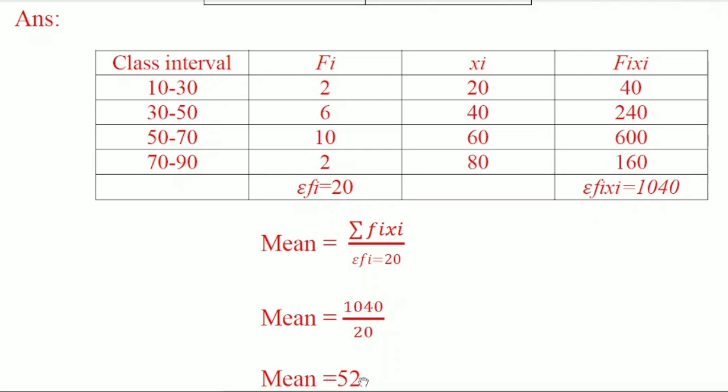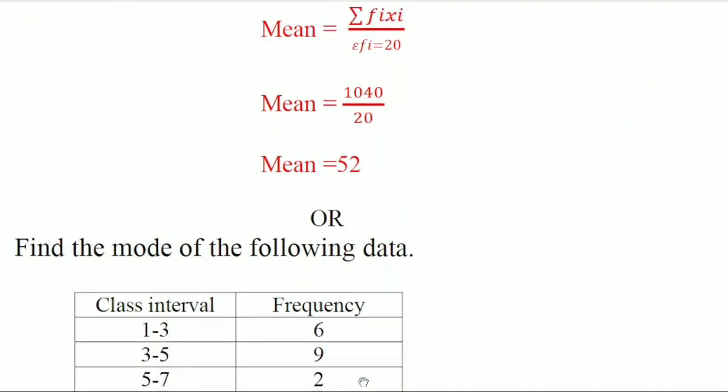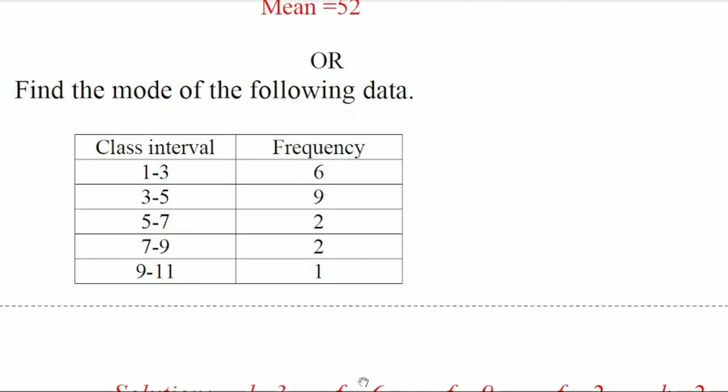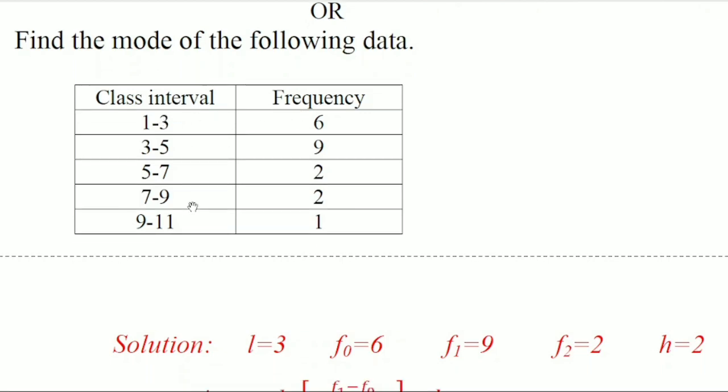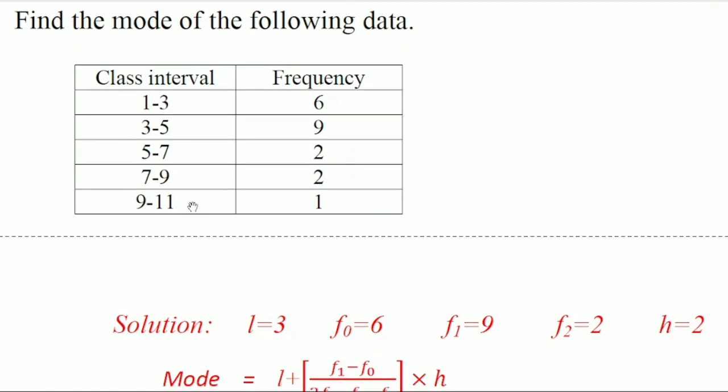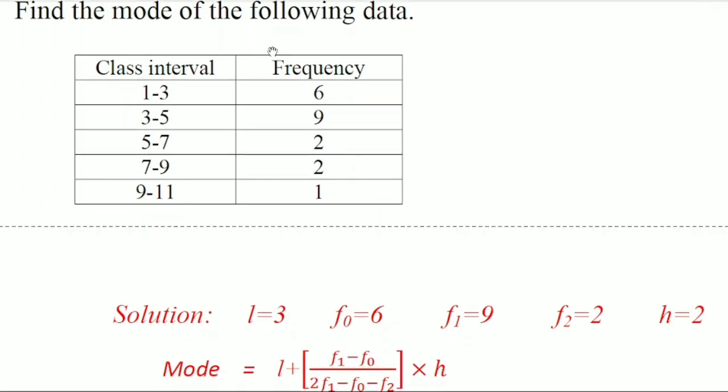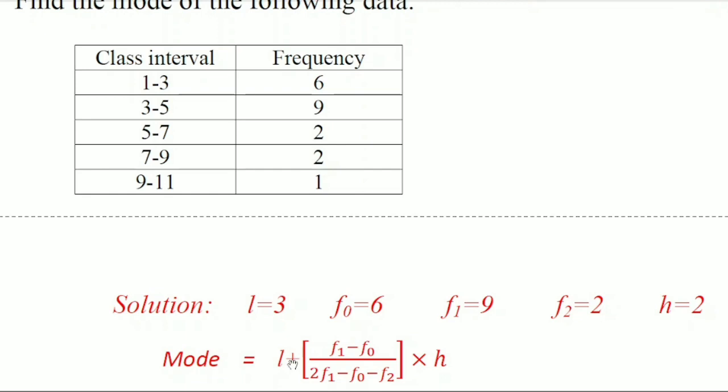Here also there are 2 questions. We have an option. What is the other one? Find the mode of the following data. Here they have given class interval and frequency. Observe that. What did they ask? They asked to find the mode of the following data. For mode we have a direct formula. Mode is equal to L plus (F1 minus F0) whole divided by (2 F1 minus F0 minus F2) into H.